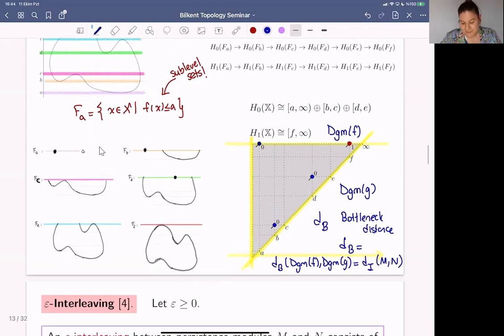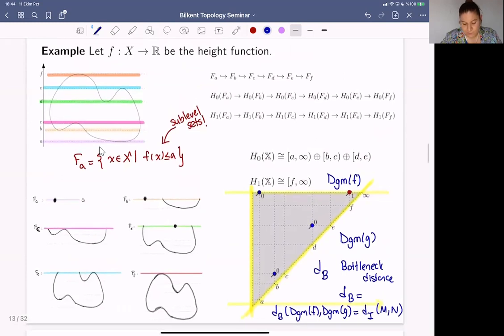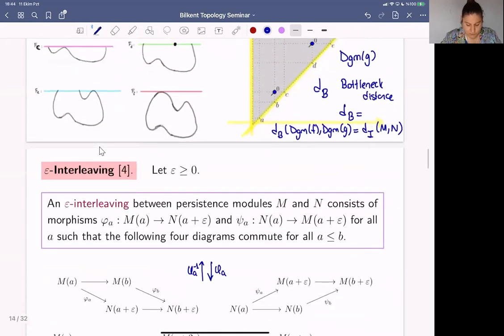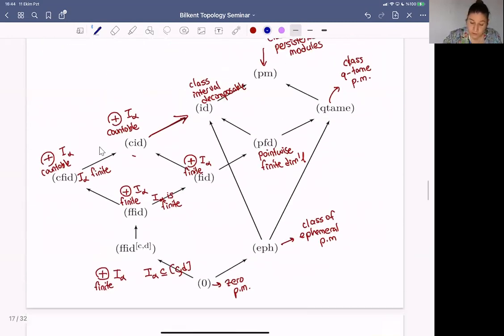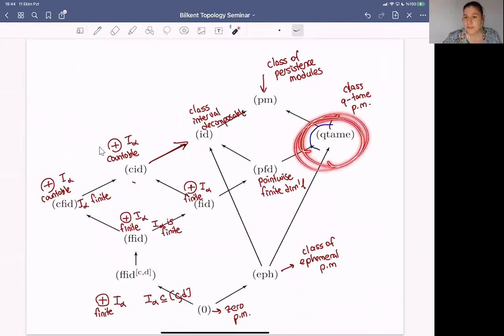If you work on FFID-CD, you don't need to consider the interleaving distance. And also if you work in the class of Q-Tame persistence modules, you can still use the bottleneck distance. This is because the bottleneck distance is still equal to the interleaving distance.